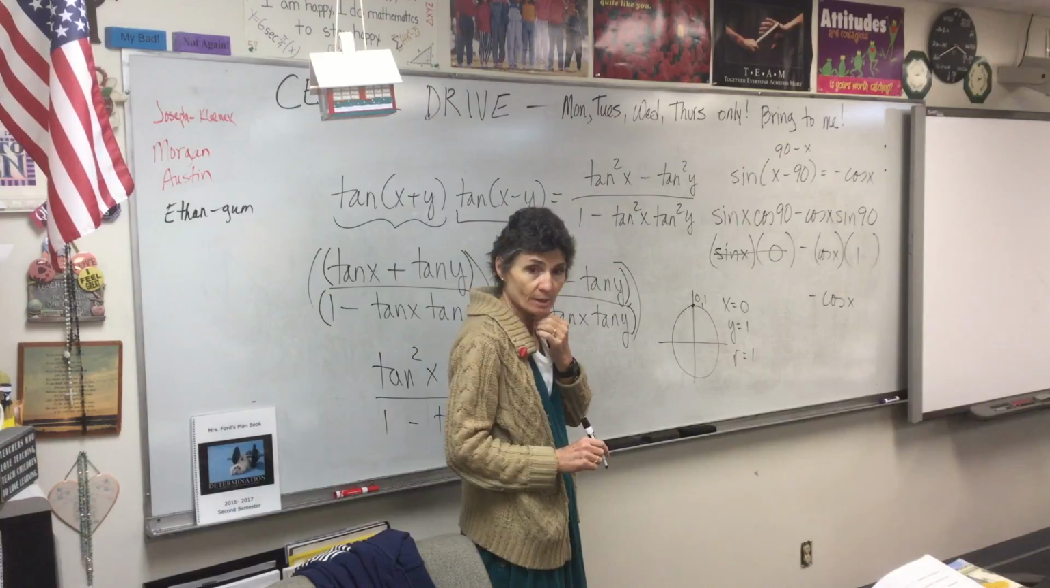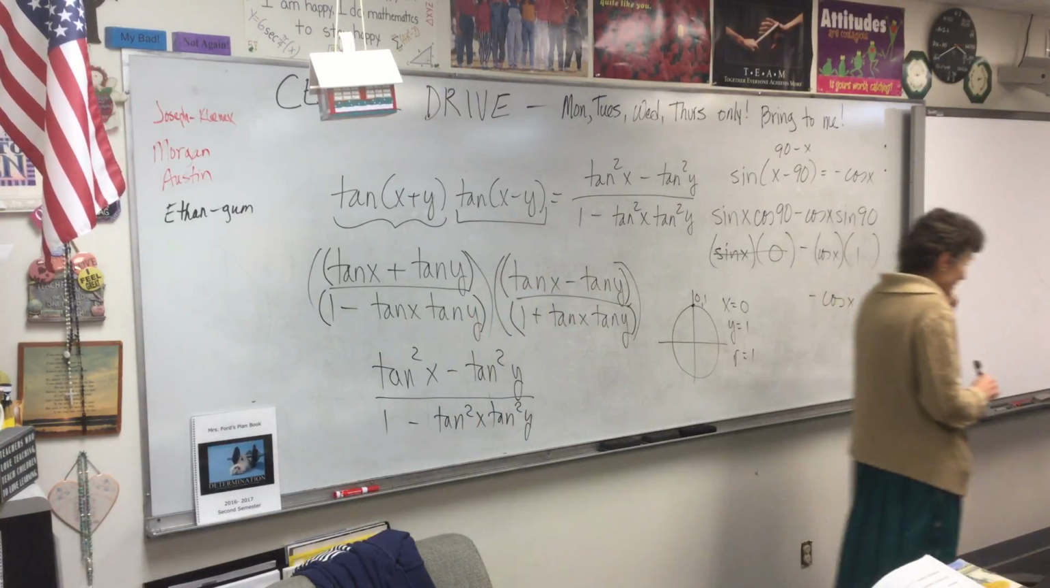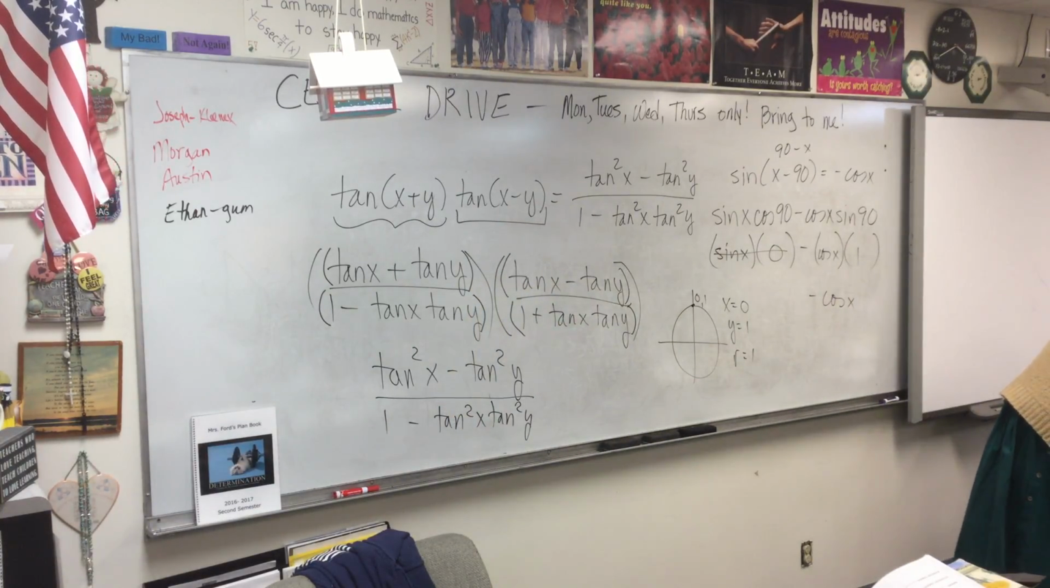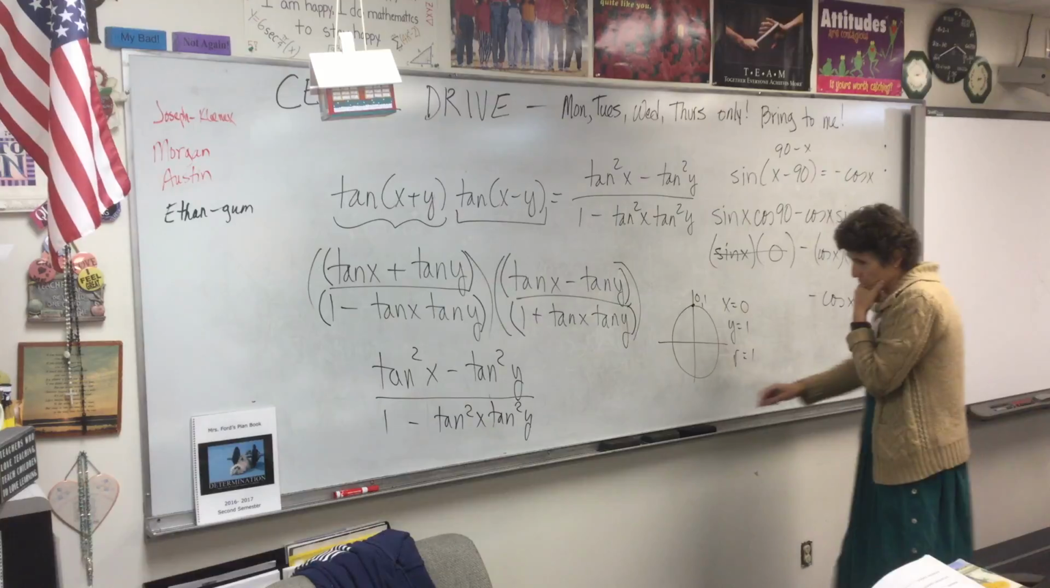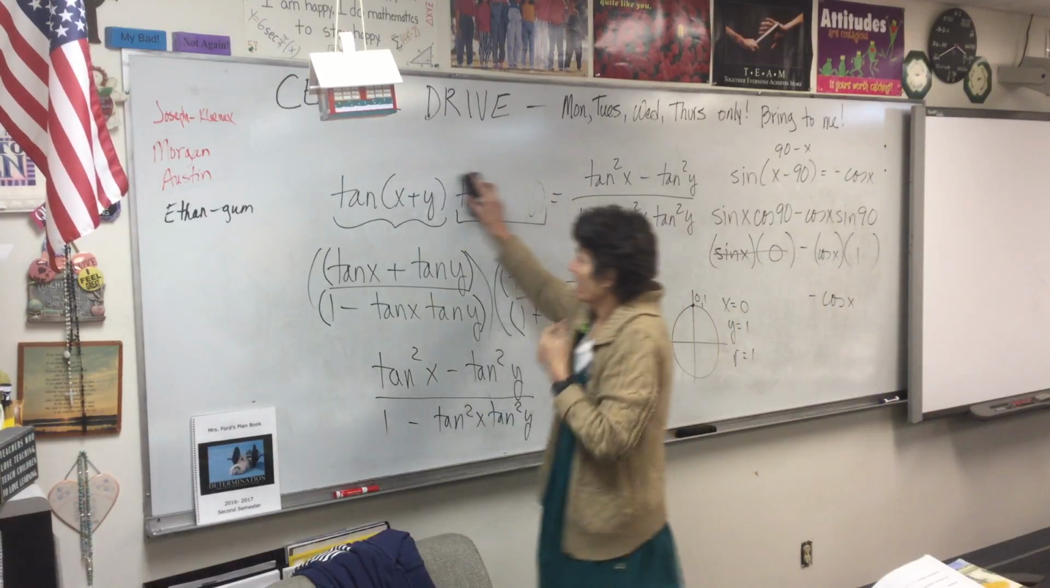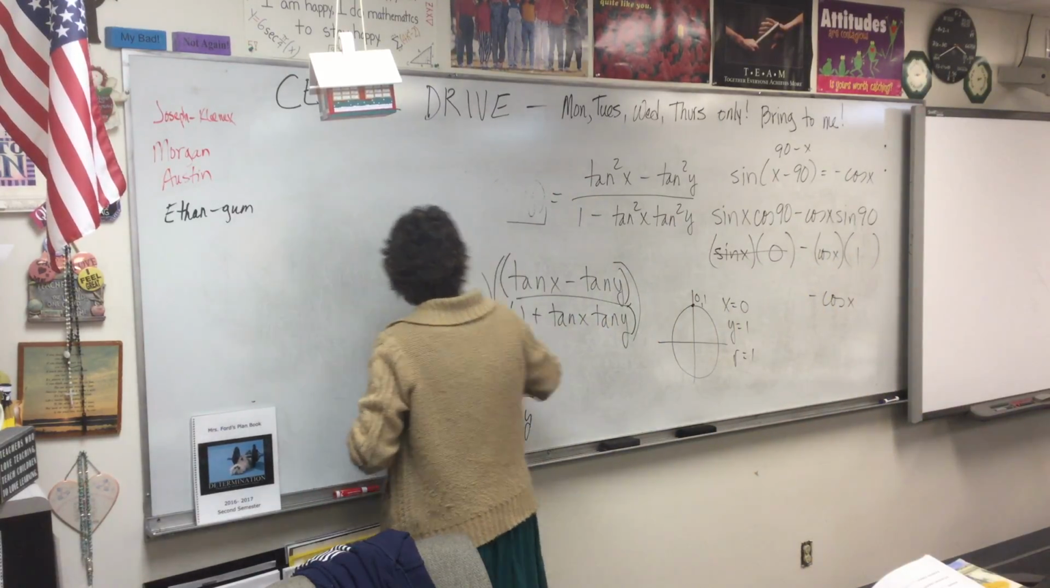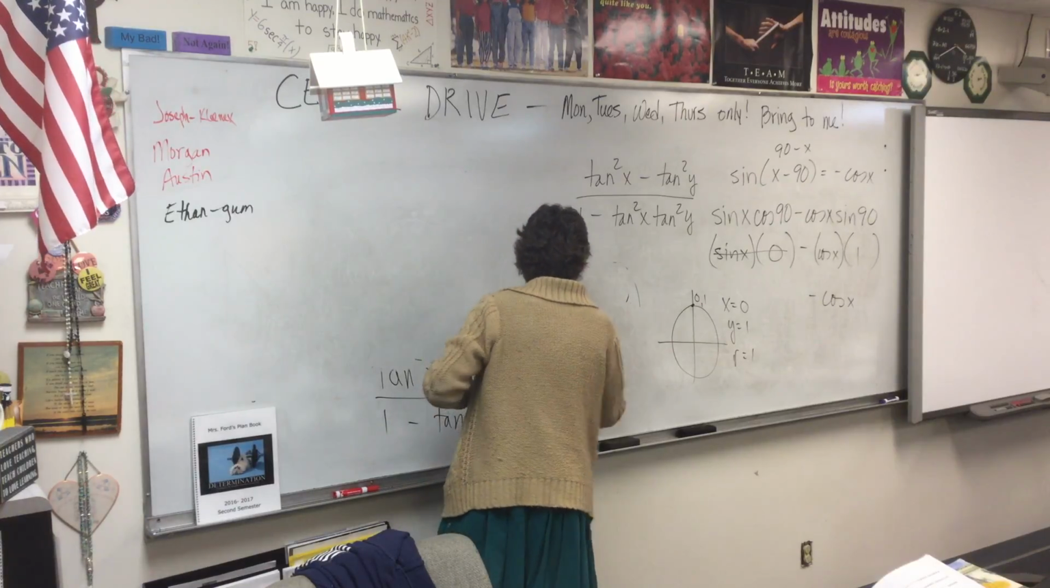Okay? Can you do number 7? Okay, this is the last one, number 7. I'm going to change that into degrees. So 7 pi over 12 would be what? 75. So I'm going to find the tangent of 75 degrees.